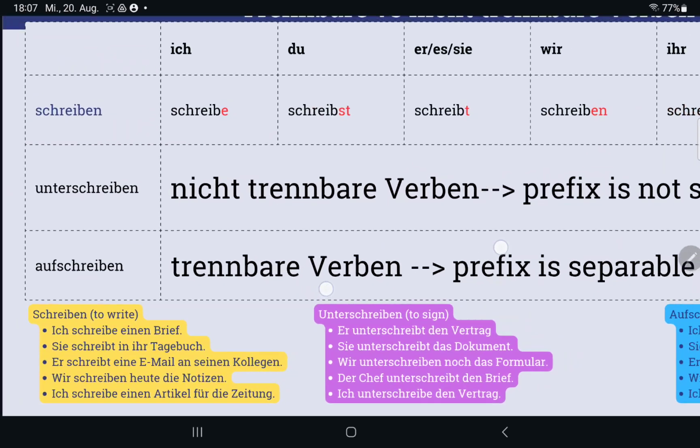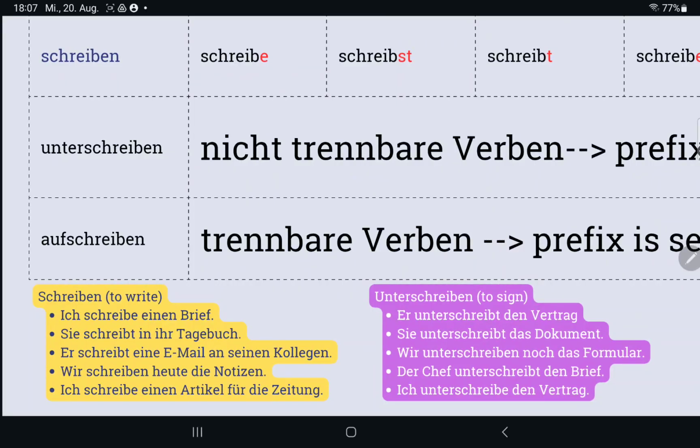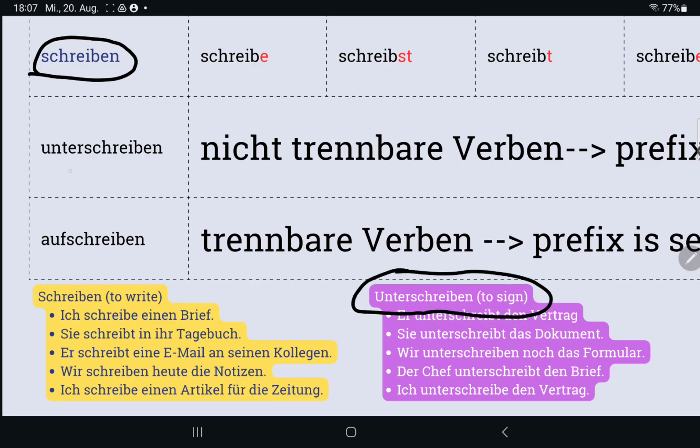What I want you to understand is that you already know how to frame sentences with a normal verb. Now you also know how to frame sentences with a verb which has a prefix, but the prefix is not separable, meaning it's a not separable verb. There is no difference. You just treat it as a normal verb when framing a sentence. That's what I want you to understand.